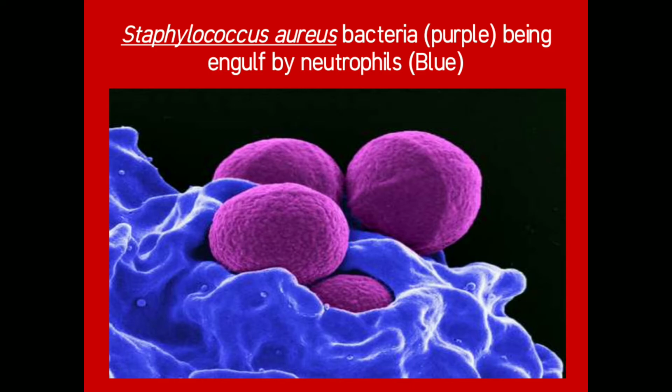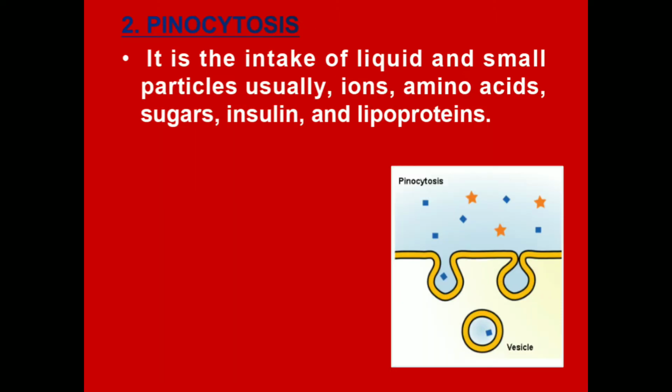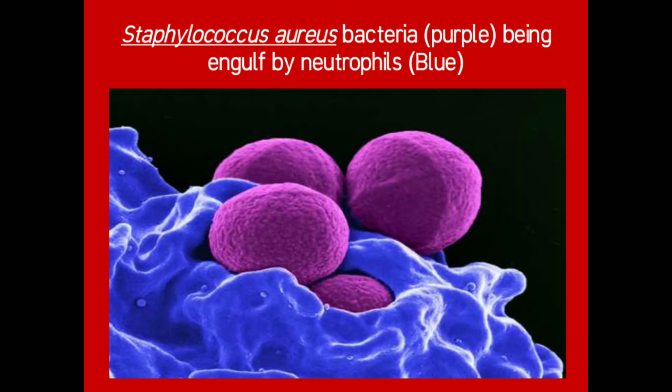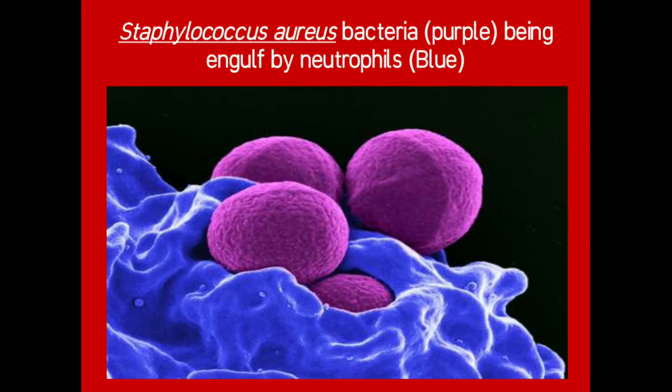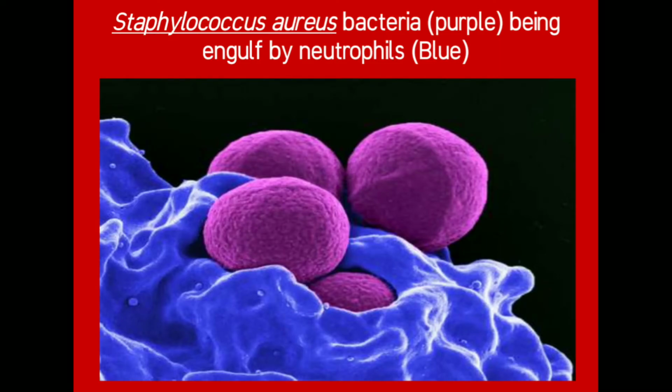Next, we have an image here of a Staphylococcus aureus and a neutrophil. Staphylococcus aureus is a bacteria, a type of gram-negative bacteria which is a leading cause of skin and tissue infection. And for the blue one, we have here the neutrophil, which is a type of white blood cell that is engulfing the bacteria, of course, in the process of phagocytosis.